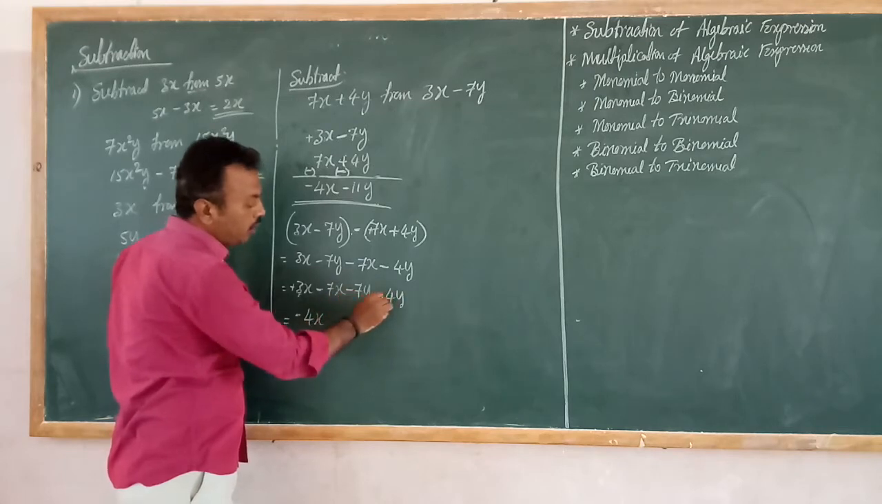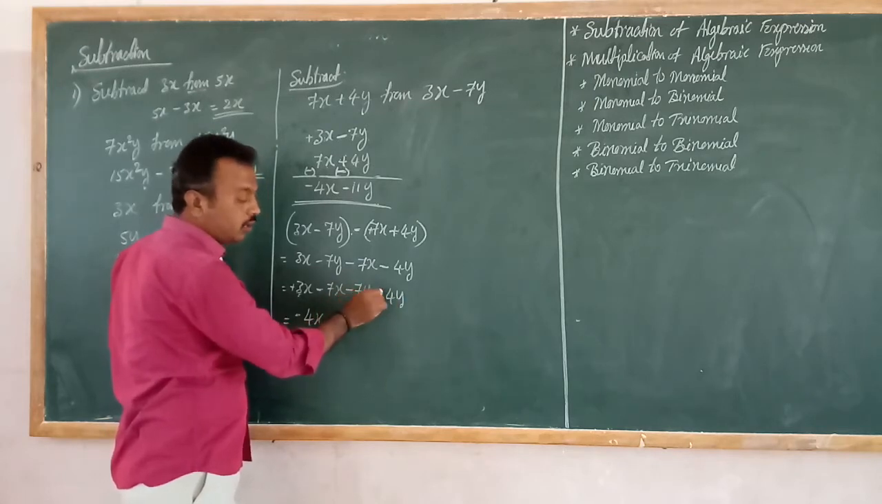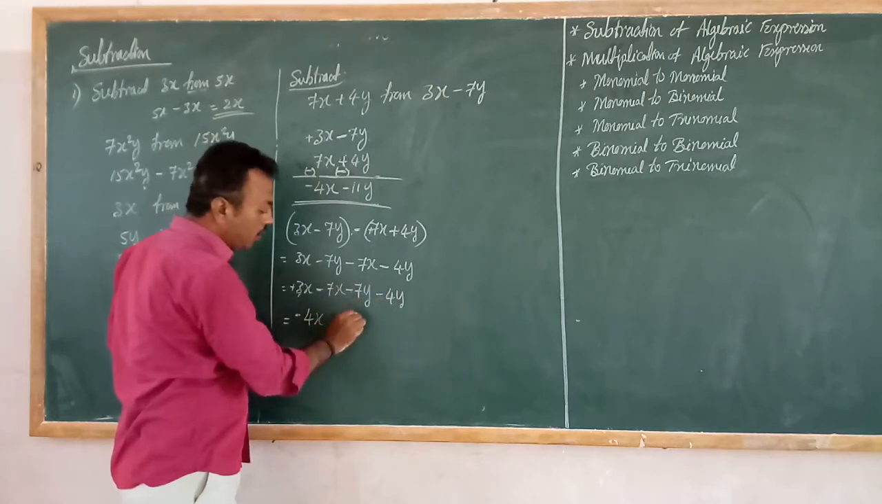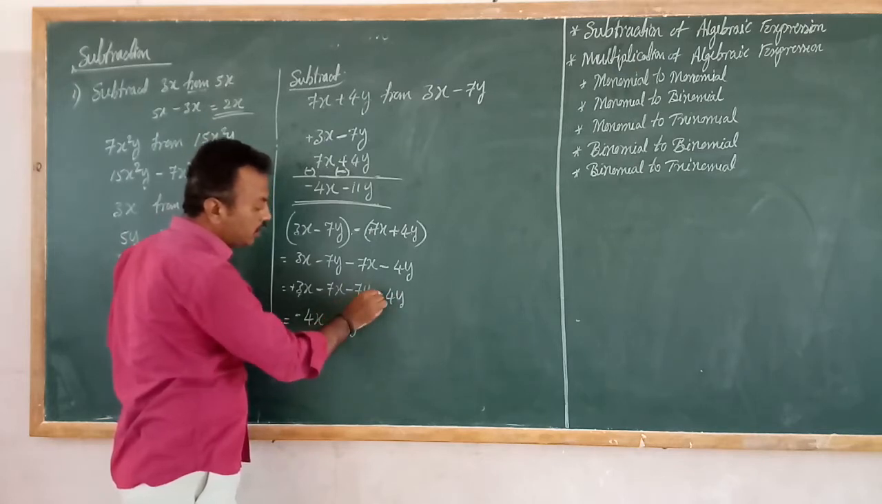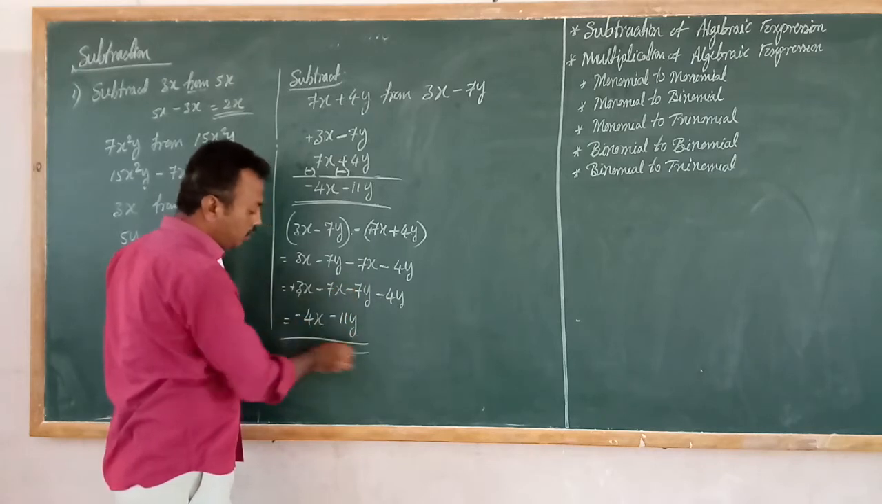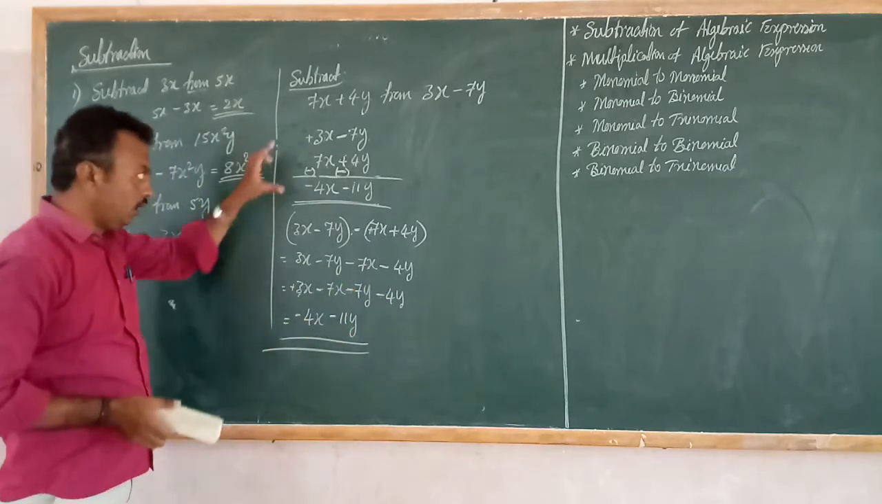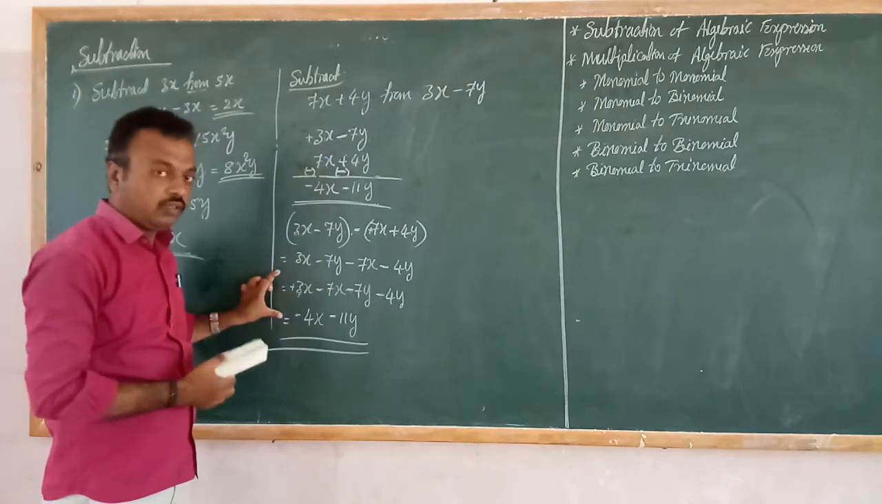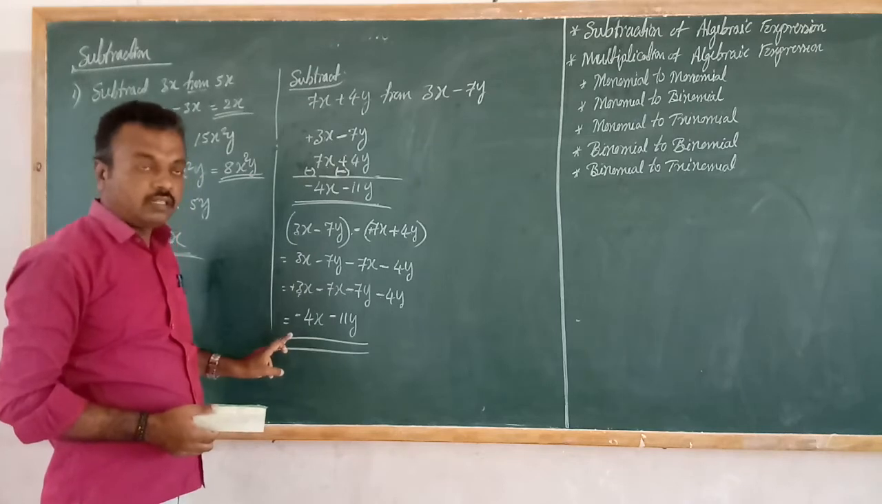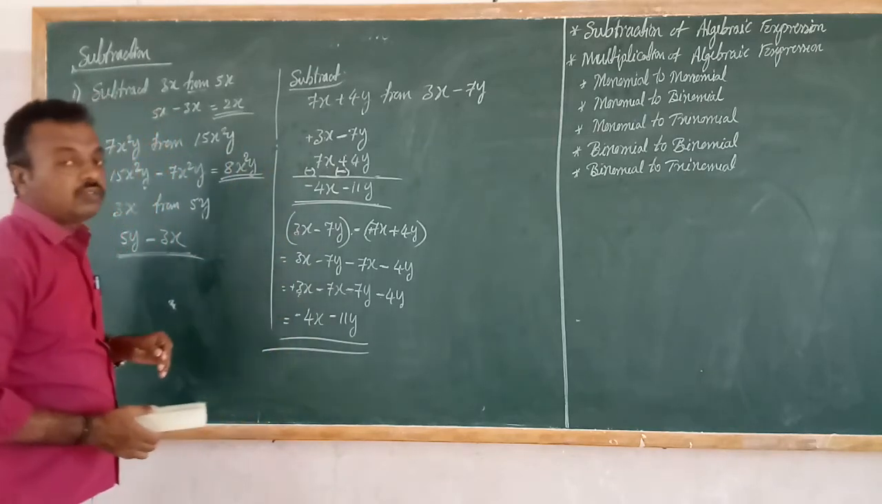Minus 7y, minus 4y. The signs are the same, so for the same sign we have to do addition. 7y plus 4y becomes 11y. After the addition, which sign is there on both sides? Minus sign is there. That's why we have to put the minus sign. So this is minus 4x and minus 7y. So any one method you have to choose and solve the subtractions. I understood it. So like this you have to do the subtractions.